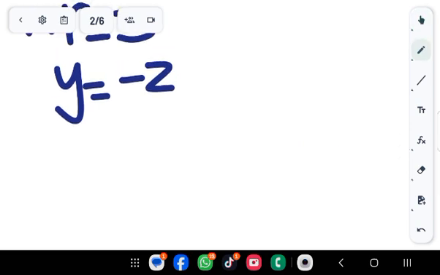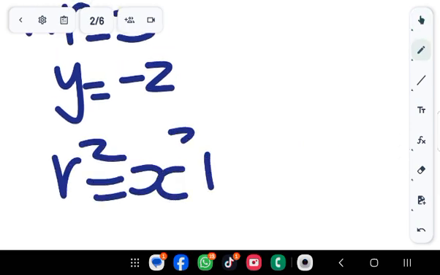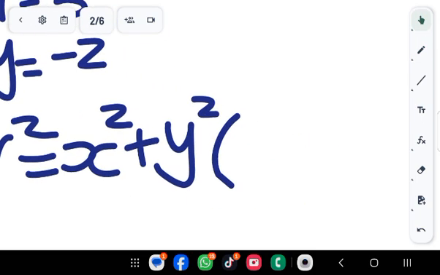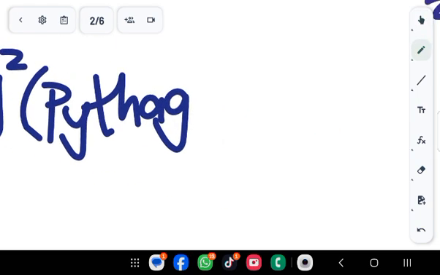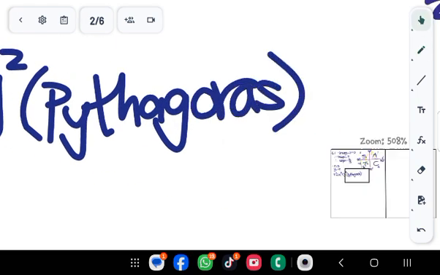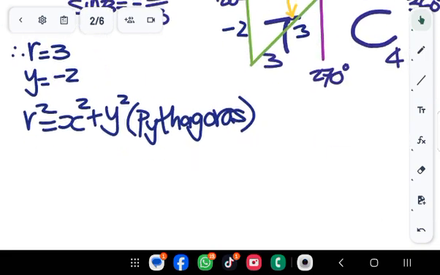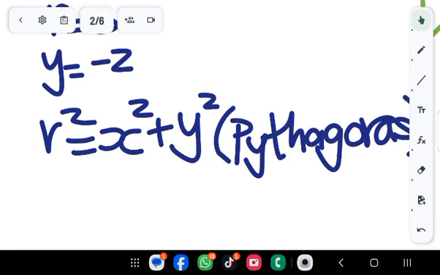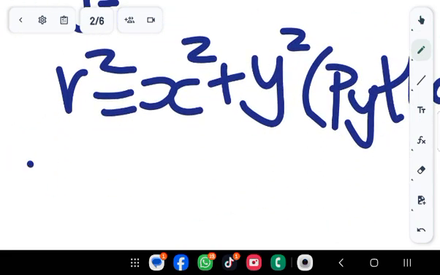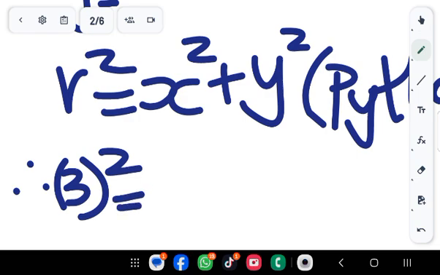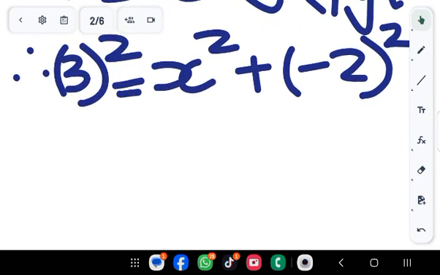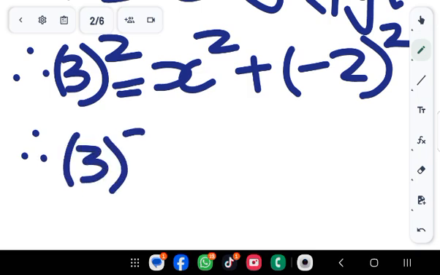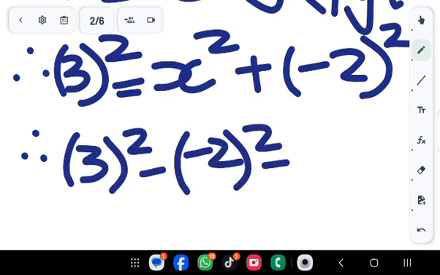Now, using the theorem of Pythagoras, we can easily find the missing information, which is the adjacent. Always tell the reason why you can do that: this is a right angle triangle, so we can definitely use this. We know that r is 3, so we substitute 3 all squared equals x squared, which is what we're looking for, plus the opposite, negative 2, squared. Take everything to the left hand side so we make x the subject of the formula.